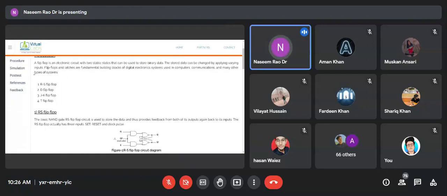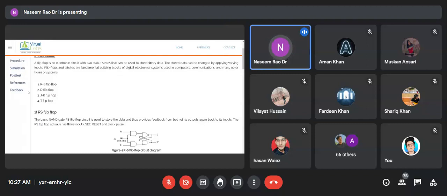So basically, what is a flip flop? Flip flop is a simple electronic circuit used to store binary numbers, so it is used for memory purposes. The flip flop state can be used to store binary data, 0 or 1, and the stored data can be changed by applying varying input. Flip flops and latches are fundamental building blocks of digital electronics. And these are the types of flip flops.